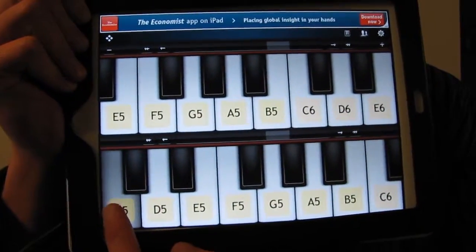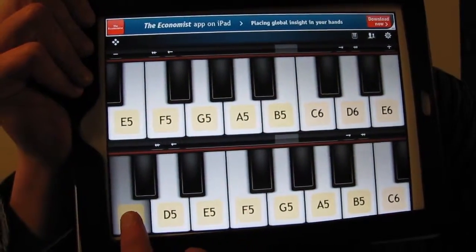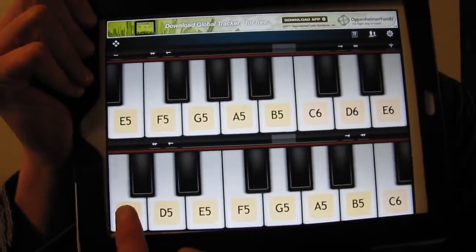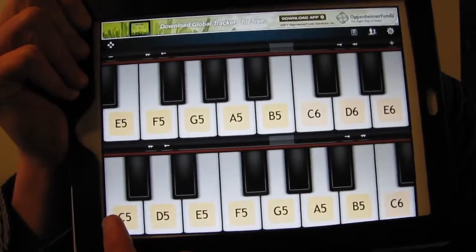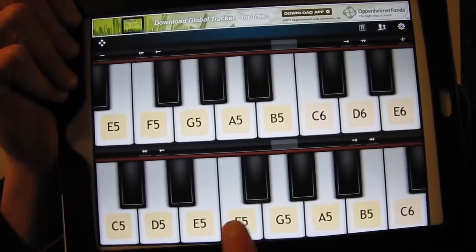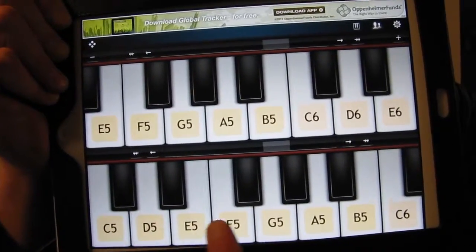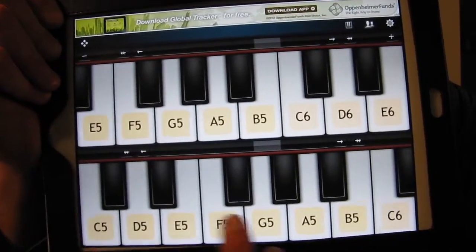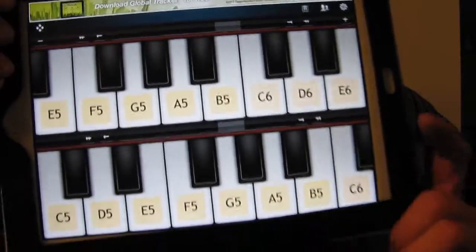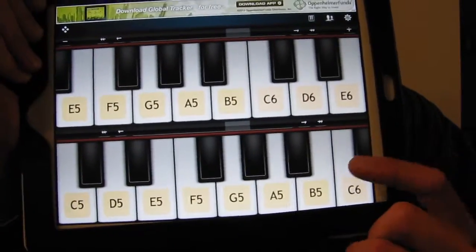So, this is a perfect unison. This is a major second. This is a major third. This is a perfect fourth. This is a perfect fifth. This is a major sixth. Major seventh. Perfect octave, which is the C, 1 octave above it, 12 keys.